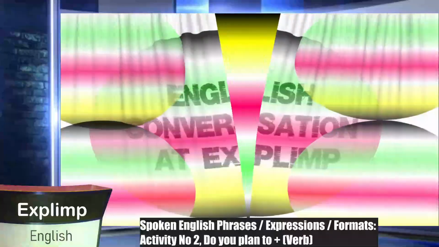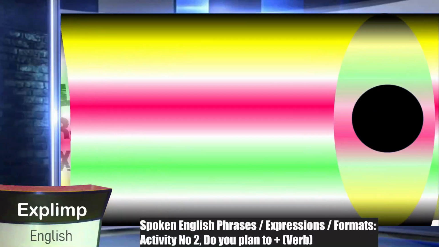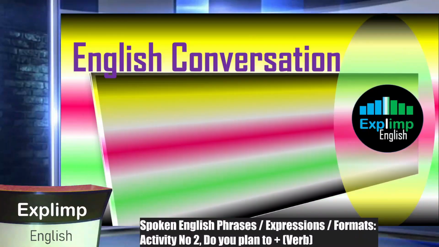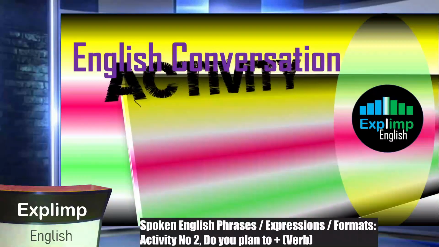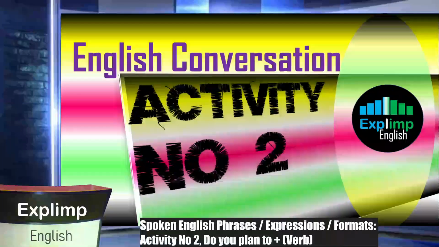This is a special class specially designed for the beginner learners of the English language. At Explimp, English Conversation is a unique class because today we have another activity, number 2. We started these classes because we try to engage you so that you could start learning English right now by conversing with us and with the people around you.